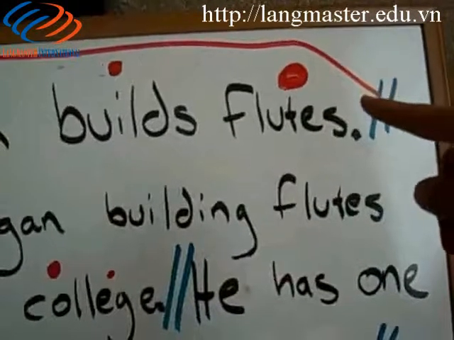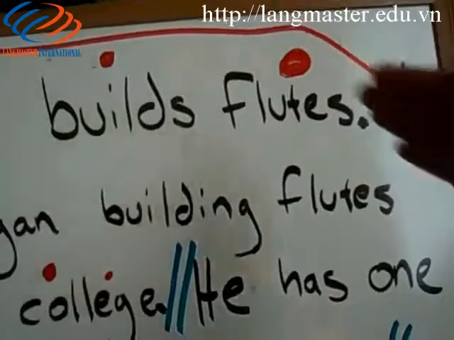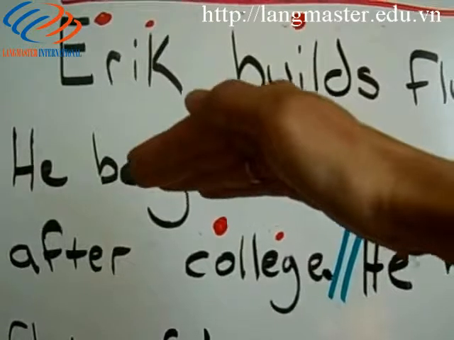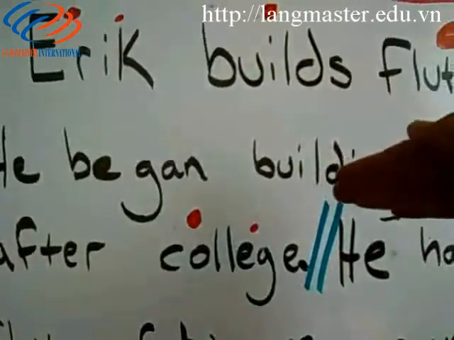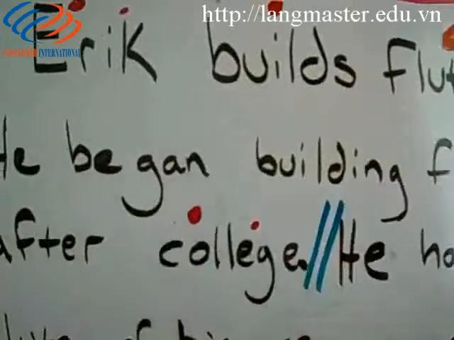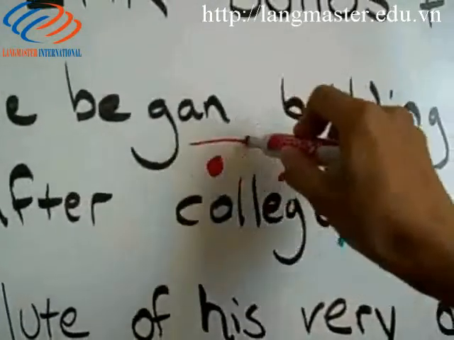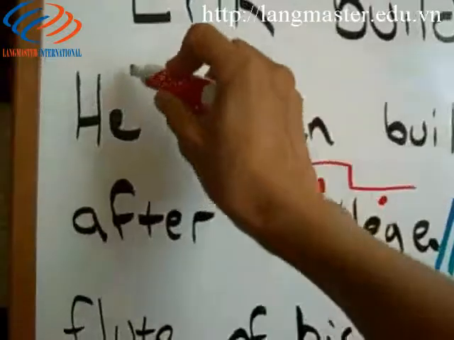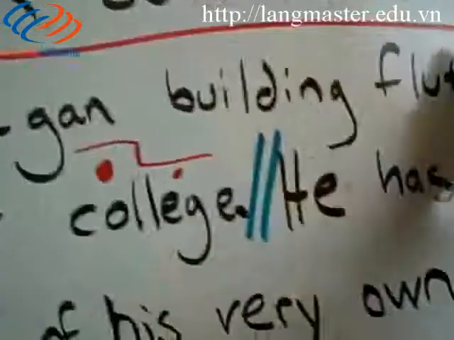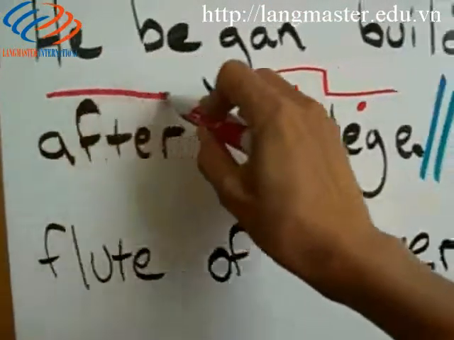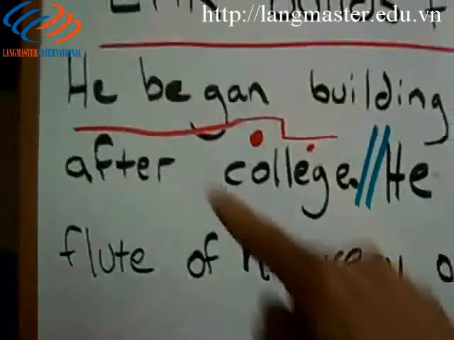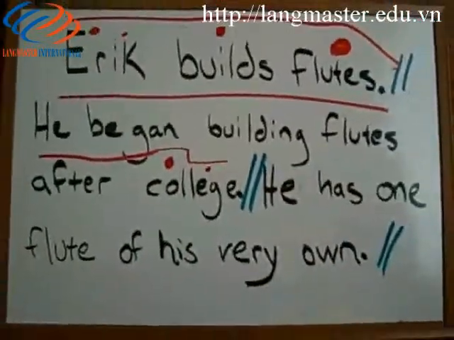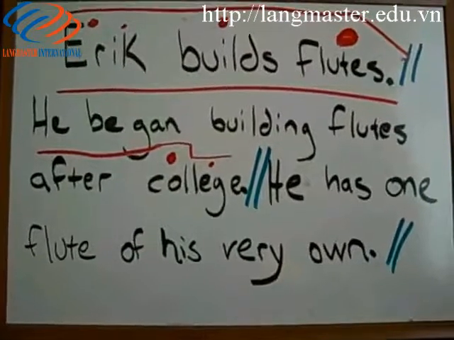Flutes had one syllable, so our voice glided down. With college, two syllables, our voice sort of steps down. College, from one level to the next, from a higher level to a lower level. So again, the overall pattern is like this, but then at the end it goes up and steps down. He began building flutes after college.